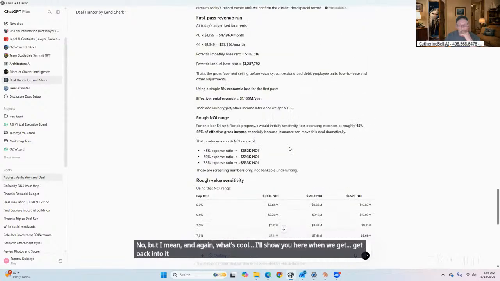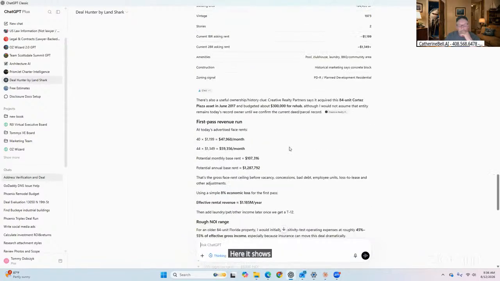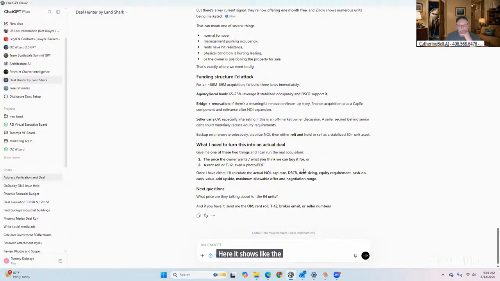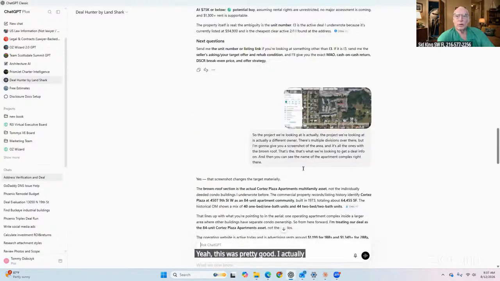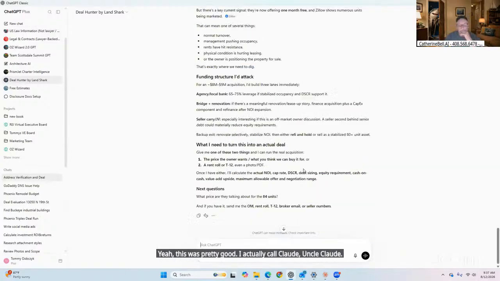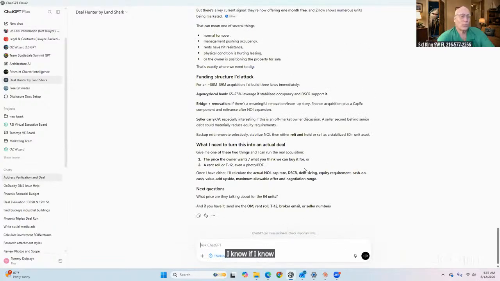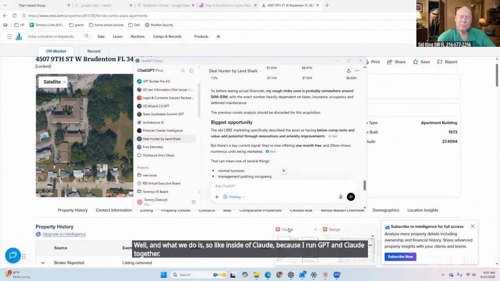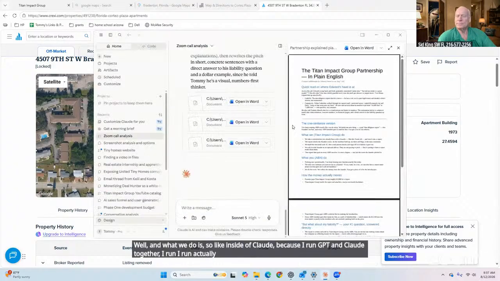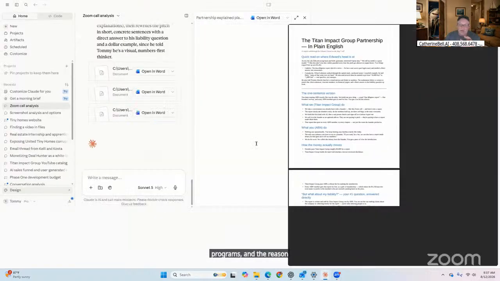Here it shows, yeah, this is pretty good. I actually call Claude Uncle Claude. I know exactly what we're doing here. Inside of Claude, because I run GPT and Claude together, I actually run 15 different programs, and the reason is because GPT can't do this.